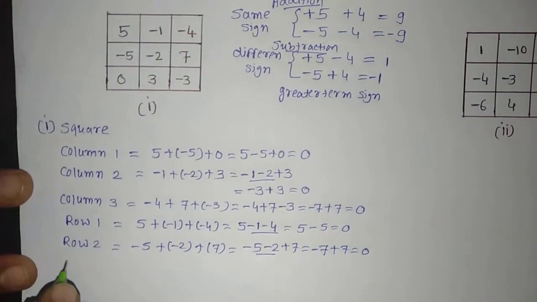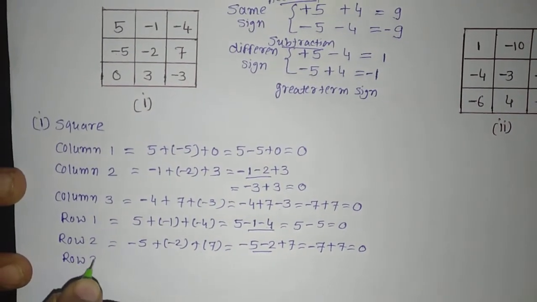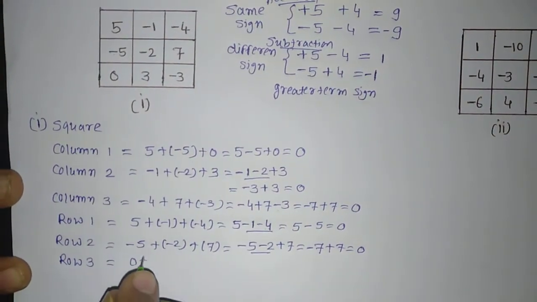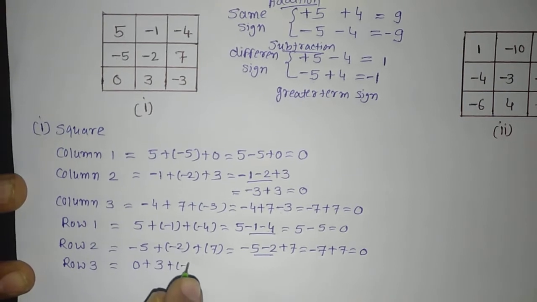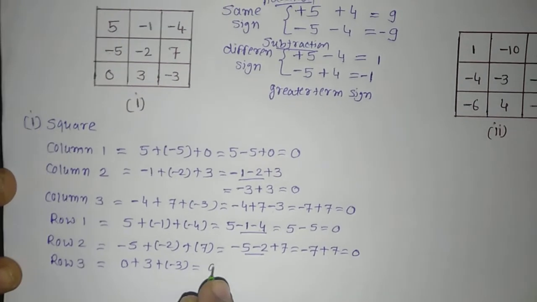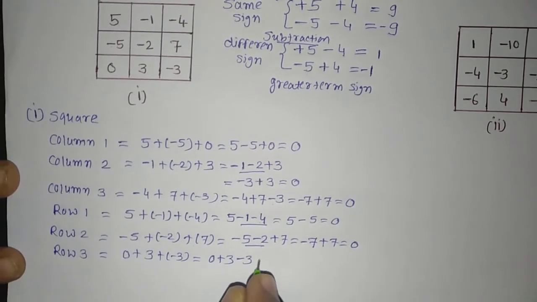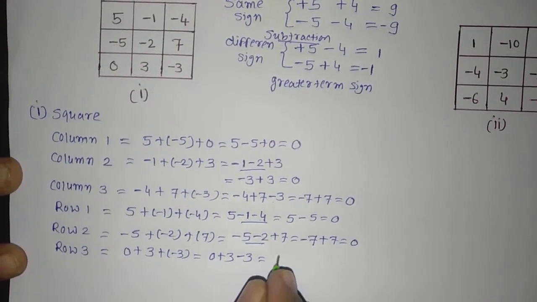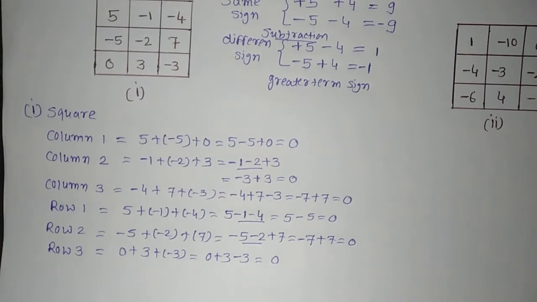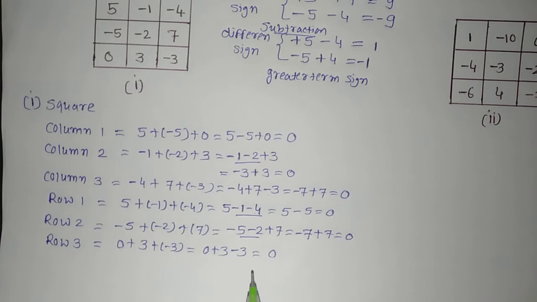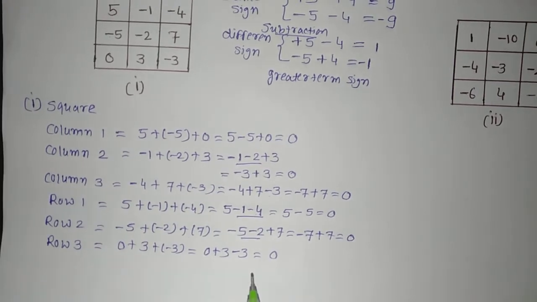Now we will go for row number 3. Row 3, 0, 3 and minus 3. 0 plus 3 plus minus 3. Similar way, 0 plus 3 plus minus will turn to minus. 3 minus 3 is equal to 0. So column 1, 2, 3, row 1, 2, 3 have the answer 0. So it might be the magic square, but still two things we have to check.